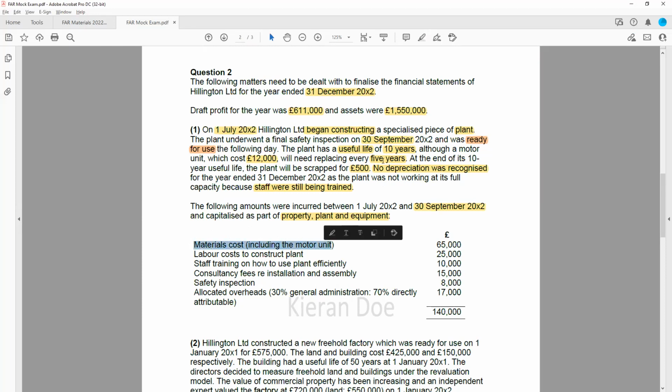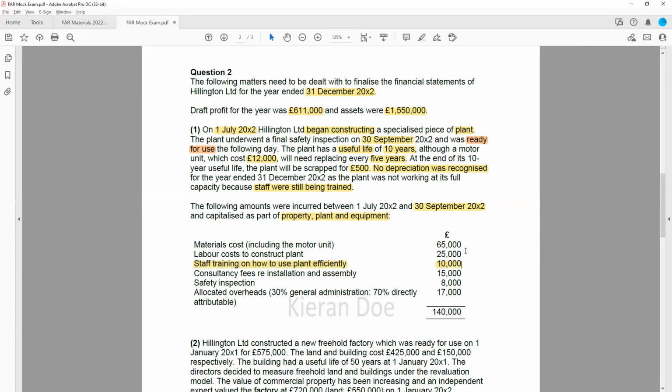So the materials. In order to get this piece of plant up and working in the factory or wherever it is, obviously they had to buy the materials which made up the plant. Obviously they had to have the labor cost to construct it, because to get the asset to work, it had to be constructed. Now, staff training on how to use it efficiently isn't necessary to get the plant constructed and working. Teaching staff how to be more efficient with it isn't directly attributable to bringing it into working use. Just to get it up and working, you don't need to show staff how to use it efficiently. So that cost wouldn't be capitalized.